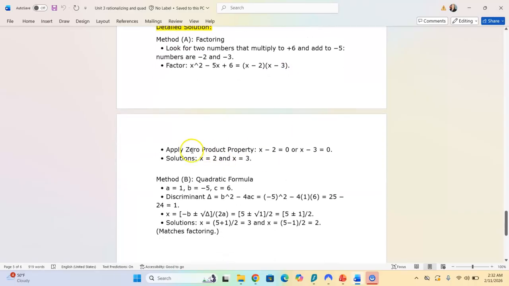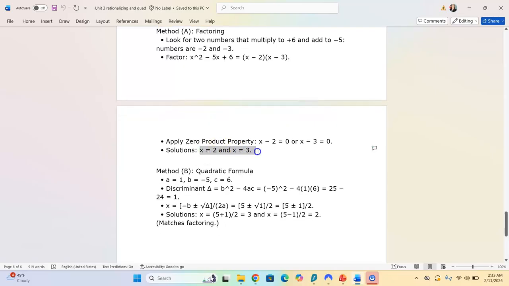Then you're going to apply that zero product property. Again, oh my gosh, Dr. Delmar, what's the zero product property? Again, go back to your printout of your academic terminology or vocabulary. And then you have your solutions. Pretty simple, right? X minus 2 is going to equal 0, or X minus 3 is equal to 0, and that's the answer.